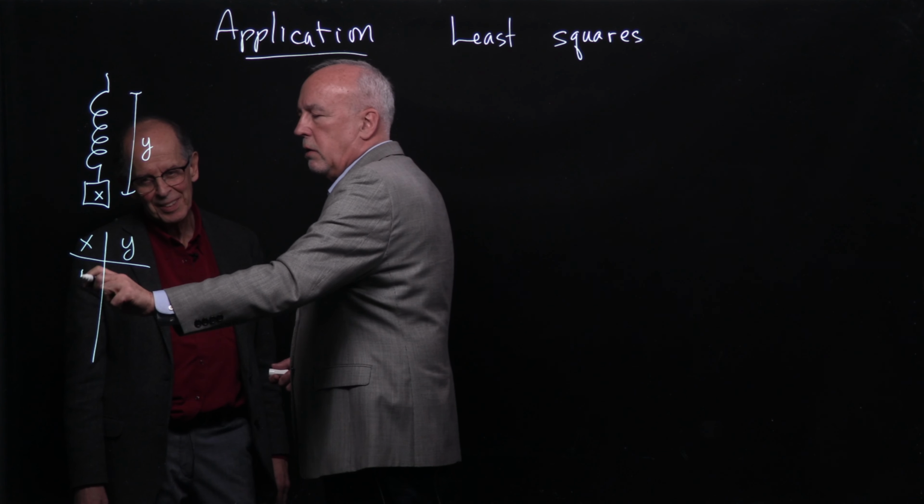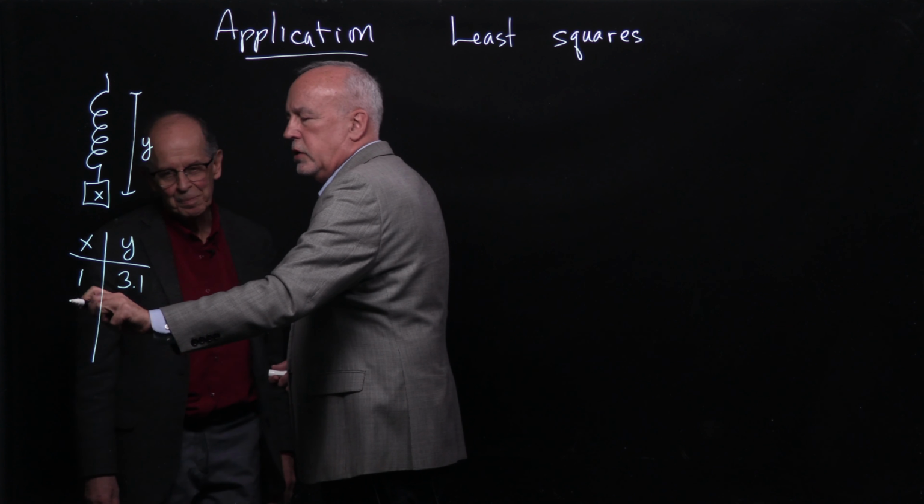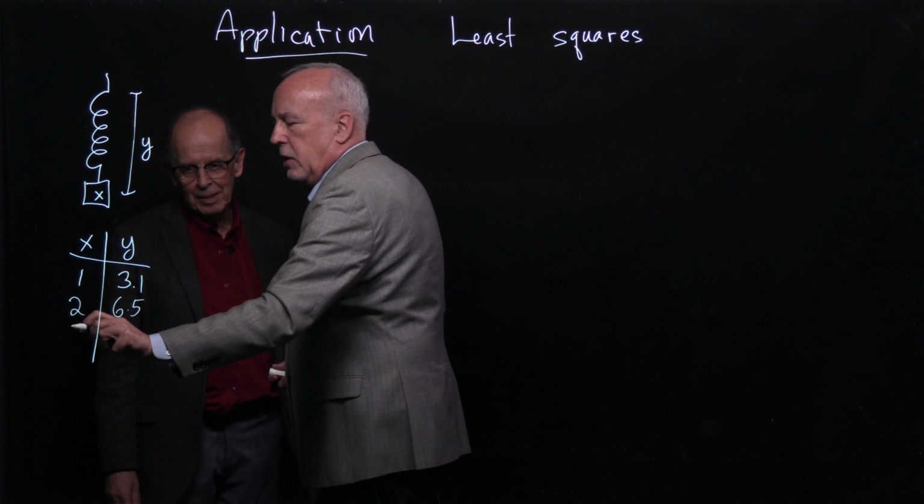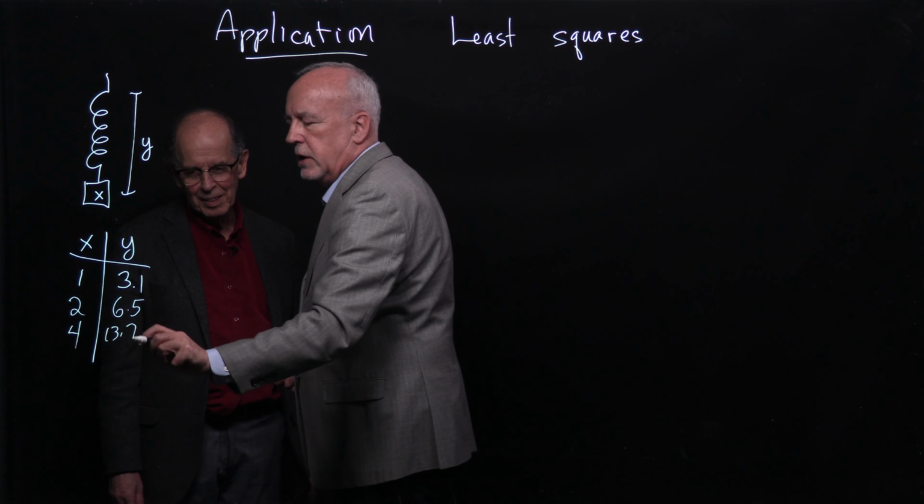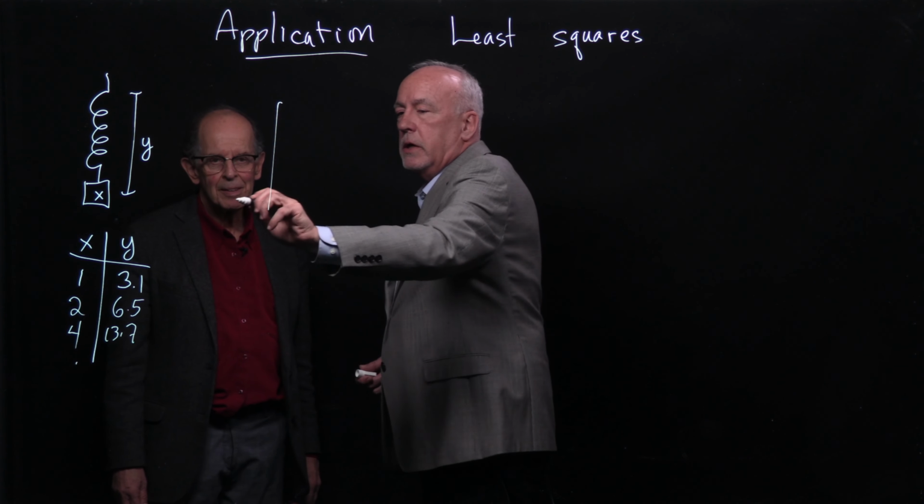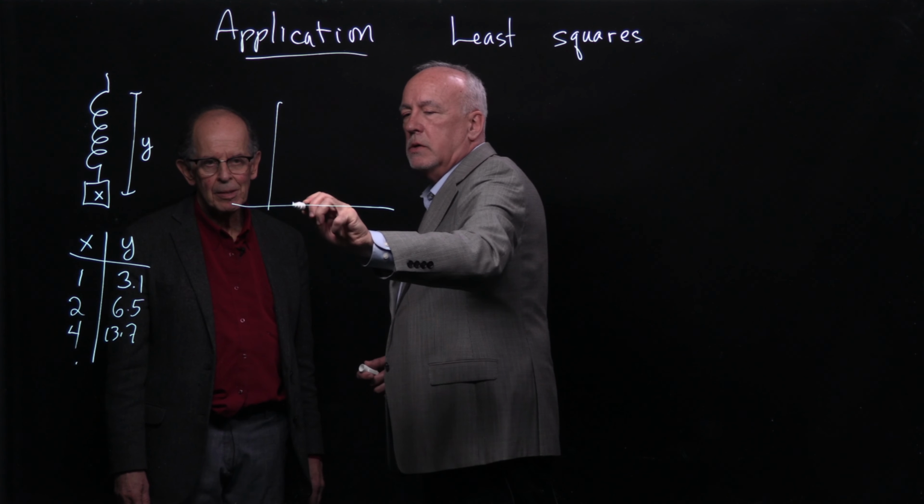So maybe if I put 1 gram, this stretches 3.1 centimeters. And then if I put 2 grams, maybe this is 6.5. And then maybe I'll put 4 in, and it comes out to 13.7 or something like that. And I can do a bunch of measurements, right? Yep. If I do a little chart, so here's 1, 2.